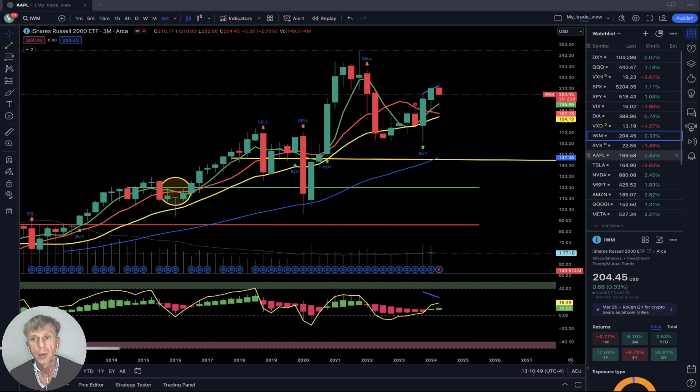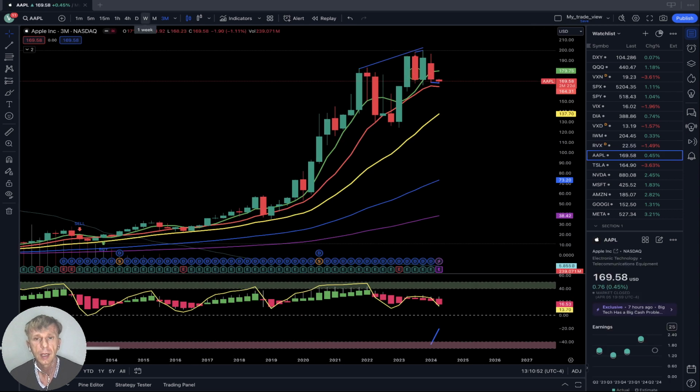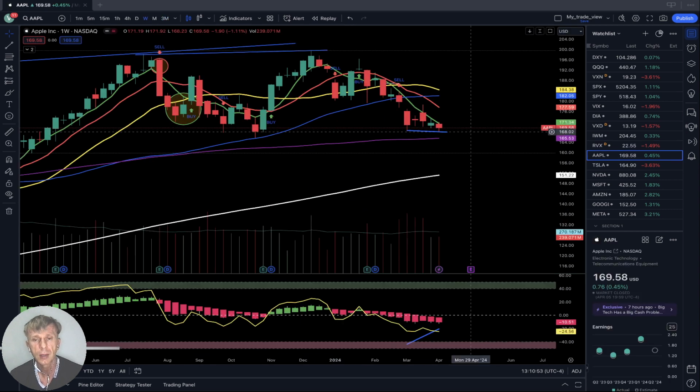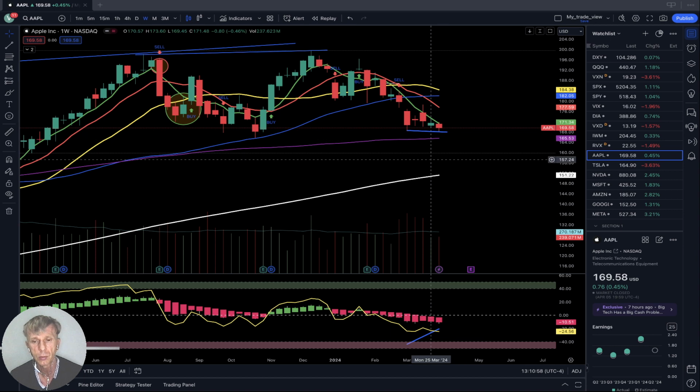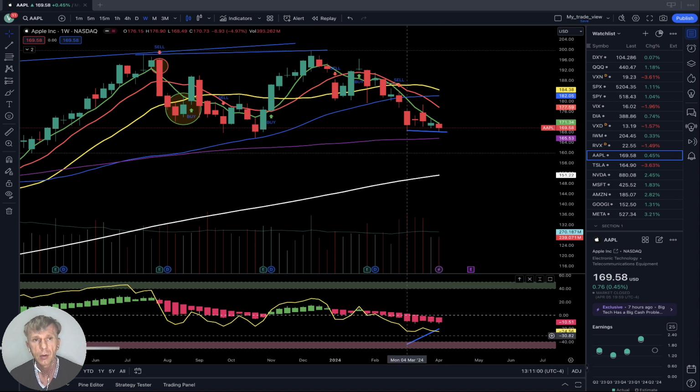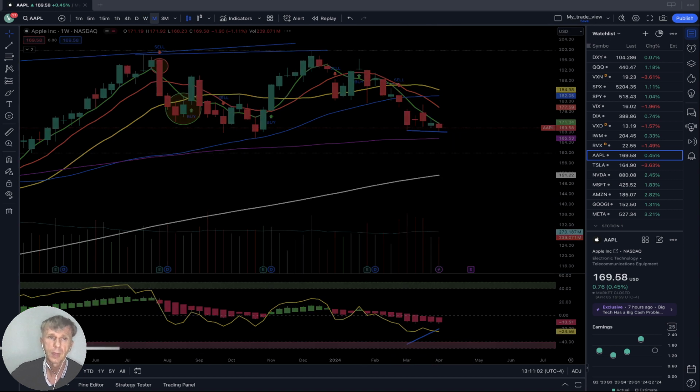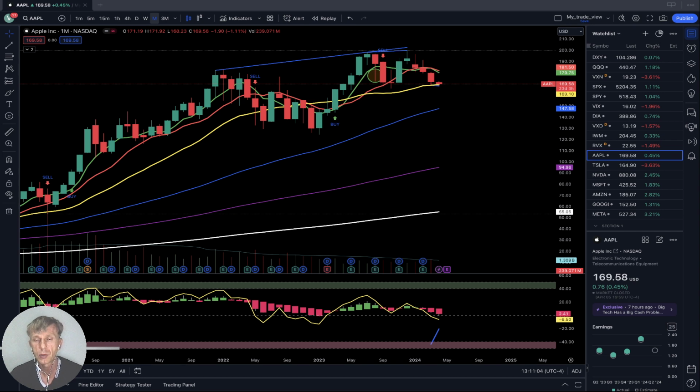Now Apple. Let's start with Apple weekly. Bearish trend, last bar below all moving averages except 100 and 200. RSI, all indicators bearish. Monthly, same story. Last bar just touched SMA 20. Bearish crossover, bearish reversal signal.